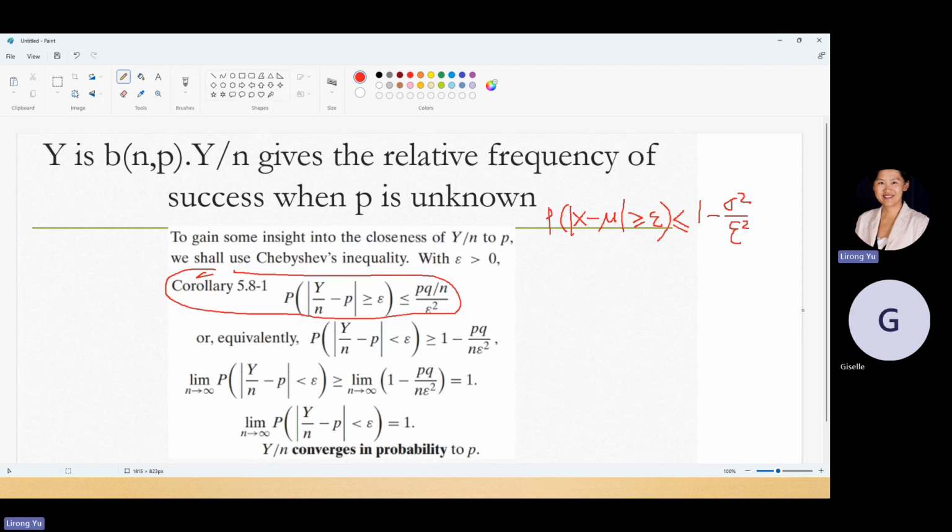Maybe I got it wrong. It's 1 over k squared, or sigma squared over epsilon squared, right? It should be a smaller probability at the tail.